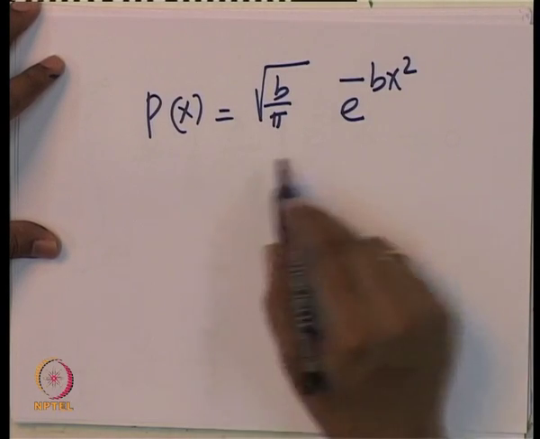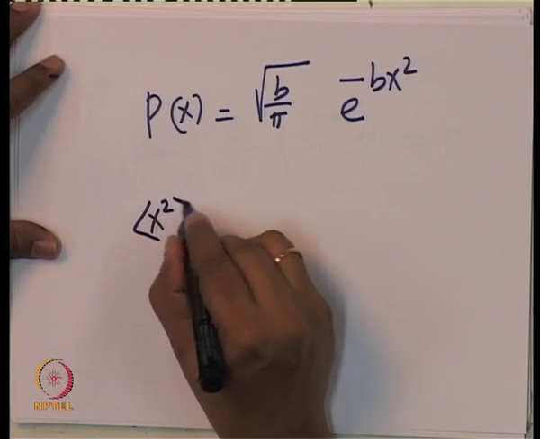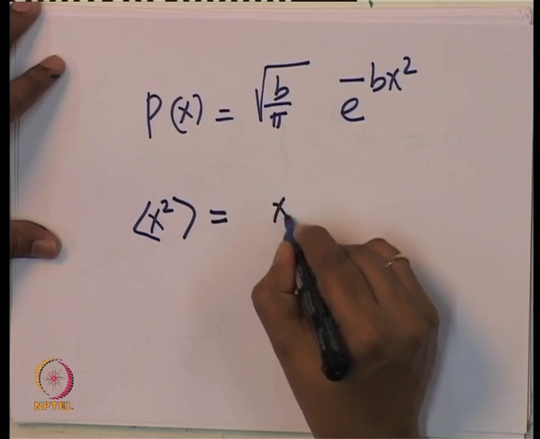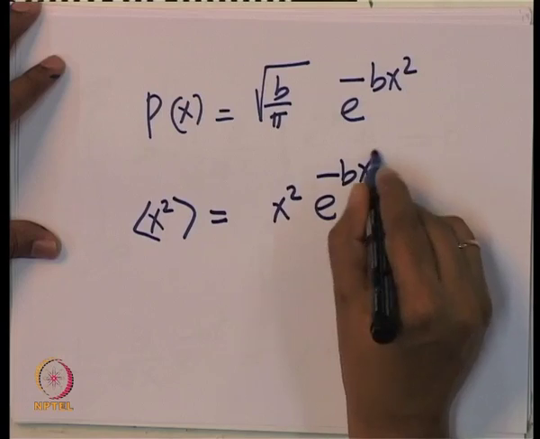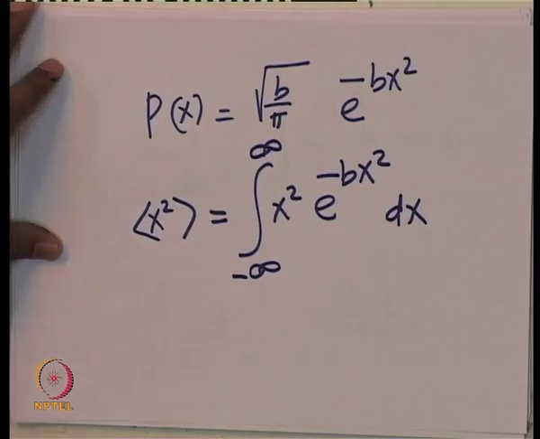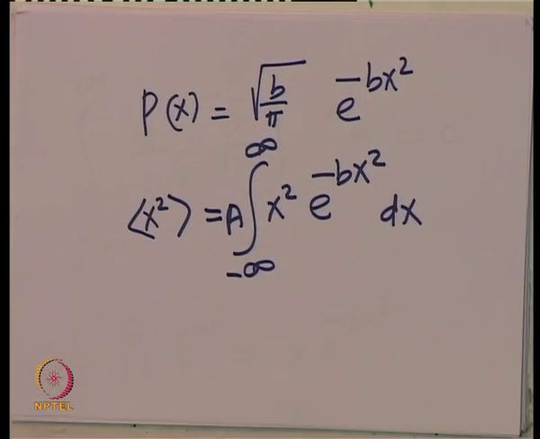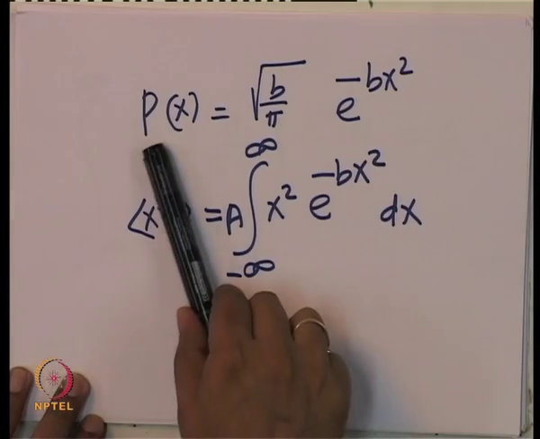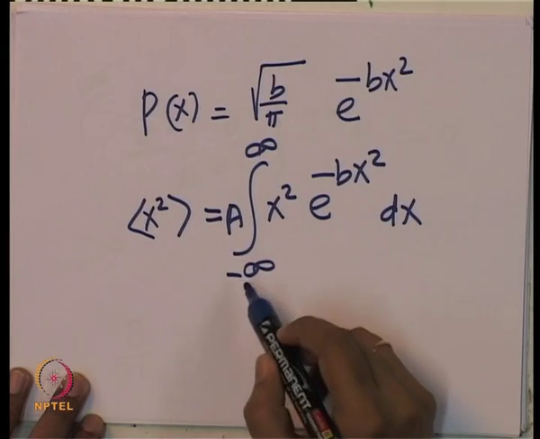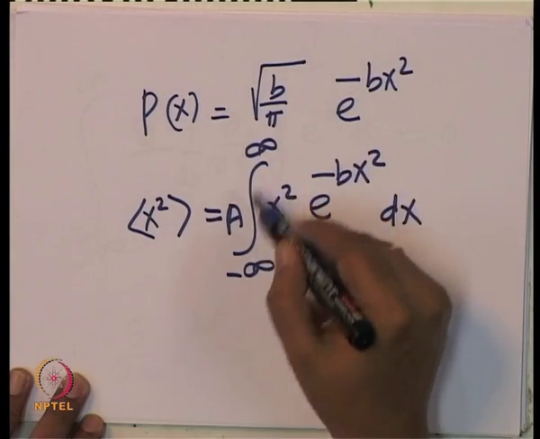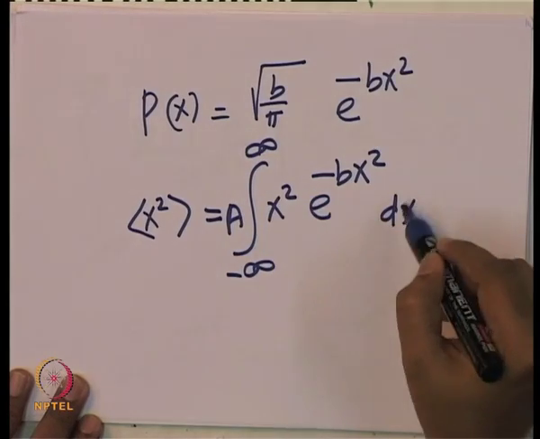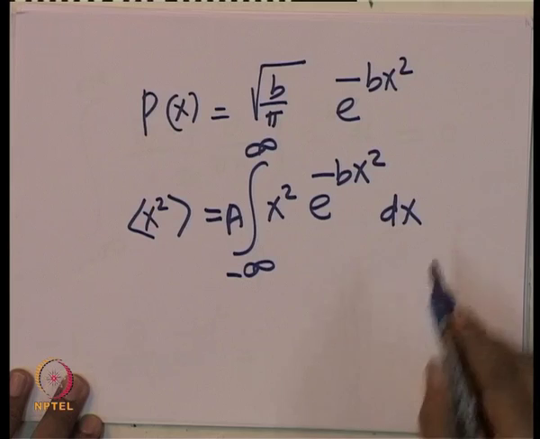Okay. So, what we want to find out is x square average, which is nothing but the integral of x square e power minus b x square dx from minus infinity to infinity. So, we want to find out x square average now. We know p of x is root of b by pi e power minus b x square, and x square average is a, where a is root of b by pi, times the integral from minus infinity to infinity of x square e power minus b x square dx. So, this is the definition of x square average.